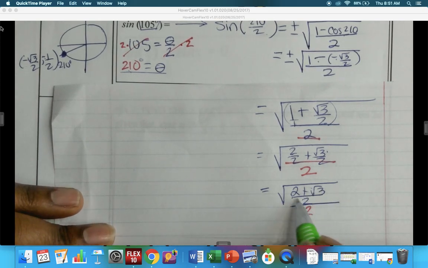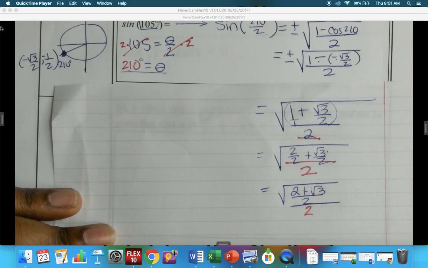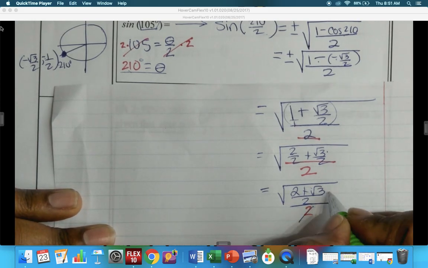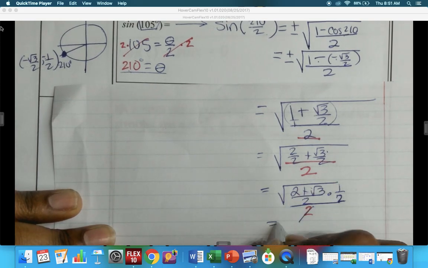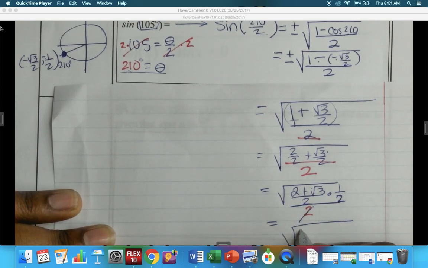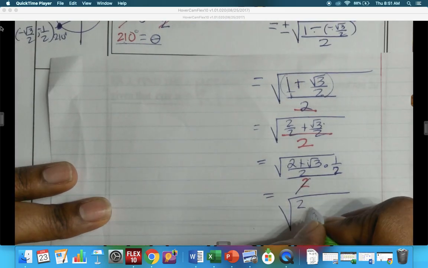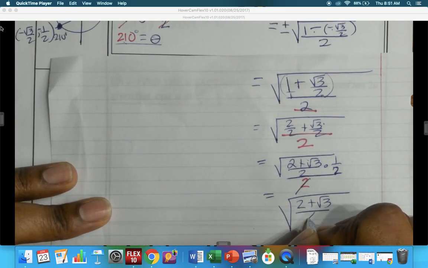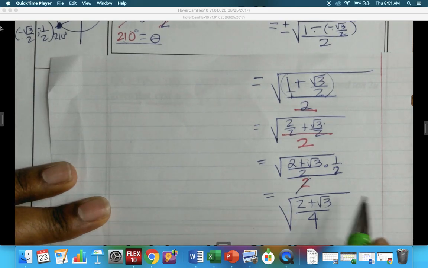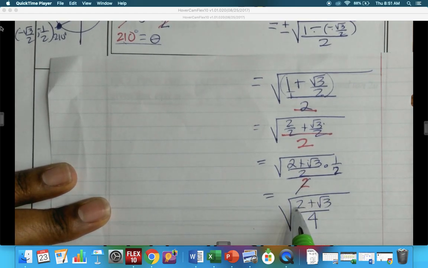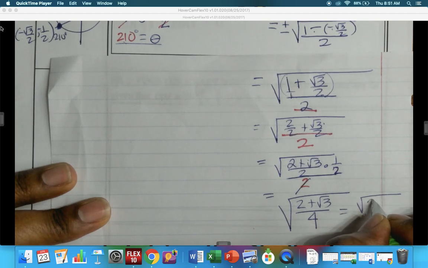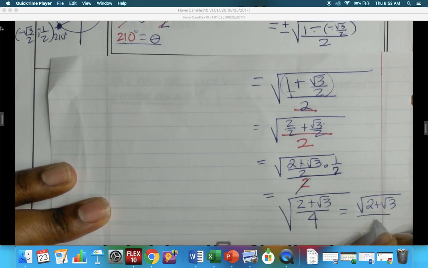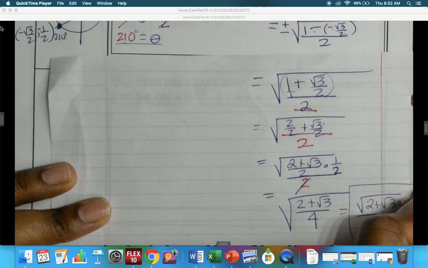Now that I have one fraction on the numerator divided by another fraction, this is the same thing as multiplying by the reciprocal, 1/2. So I really have square root of 2 plus root 3 over 4. I can't really do much on the numerator because this is not a perfect square, but 4 is. So I can rewrite this as square root of 2 plus root 3 over square root of 4, which is 2.